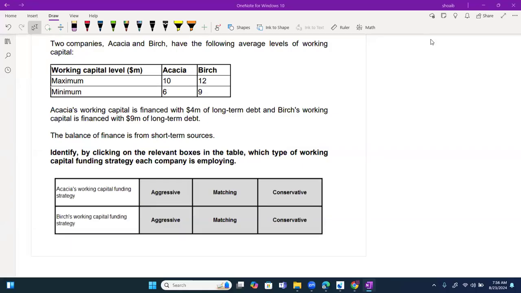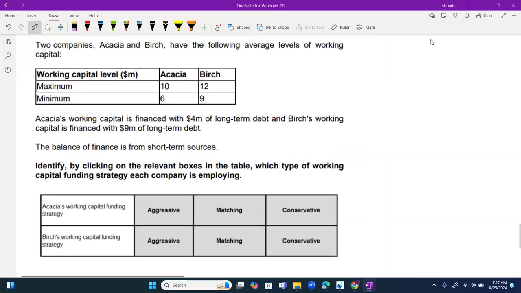Two companies, A and B, have the following average level of working capital. Maximum working capital is given, minimum working capital is given. A's working capital is financed with 4 million of long-term debt, and B company's working capital is financed with 9 million of long-term debt. The balance of the finance is from short-term sources. Identify by clicking the relevant box in the table which type of working capital funding strategy each company is employing. Okay, let's learn one thing.